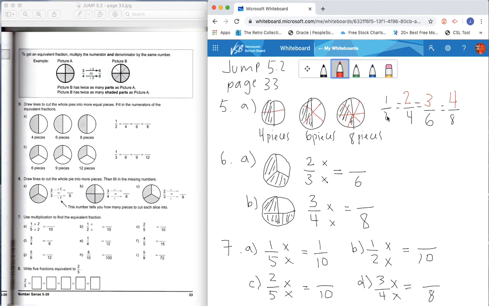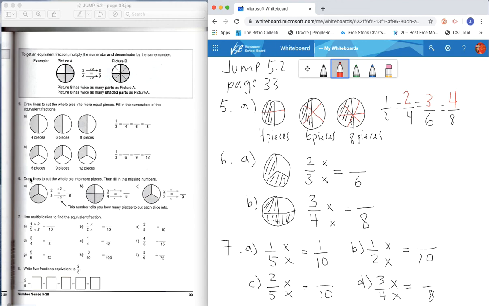And you can see that 2 times 2 equals 4, 1 times 2 equals 2, so they multiplied by 2 for this one. For 3/6, they did 1 times 3 equals 3, 2 times 3 equals 6, and for 4/8, they multiplied by 4. 2 times 4 equals 8, 1 times 4 equals 4. So all 3 of these fractions are equivalent to a half, okay?